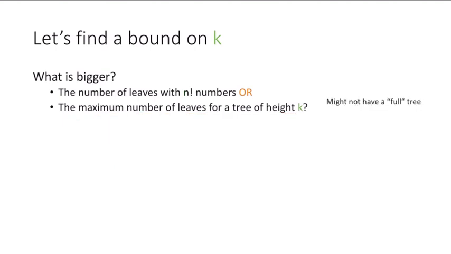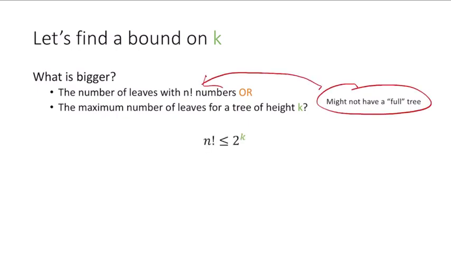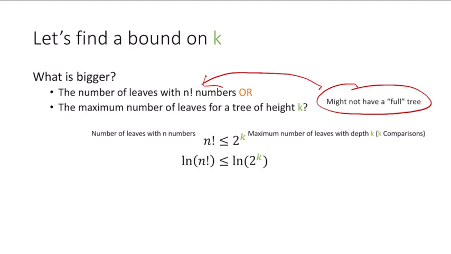Okay, so the reason for that is we might not have a full tree in the case of n factorial. So we have that n factorial is less than or equal to 2 to the k, where that's the number of leaves with n numbers, and that's the maximum number of leaves with a depth k, or k comparisons of those n numbers. Whenever you have an exponent, it's always nice to start by getting the exponent out front, because I want to solve this for k.